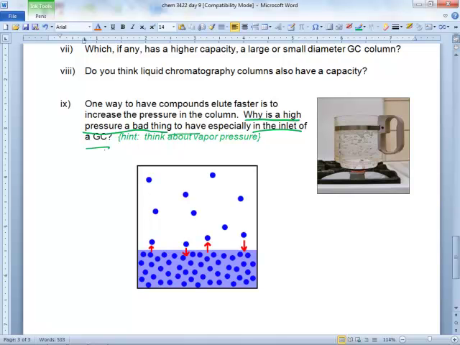There's a couple hints here. This is a hint, but it's not that strong. This might be a better hint. Things boil at a lower temperature under higher pressure. No, at a higher temperature. So the analytes won't be able to vaporize when the pressure is too high?